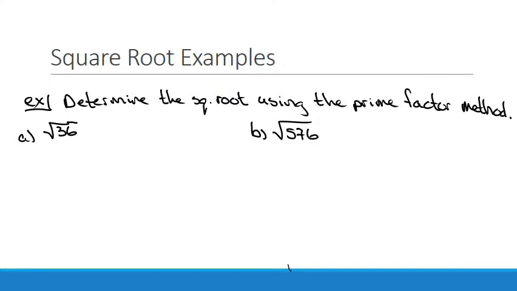Now we're going to look at some examples with square roots. We're going to determine the square root using the prime factor method. So you know you can use your calculator, but we're asked to try to find this with prime factors as well. The process isn't bad, so it's not a bad thing to learn this.